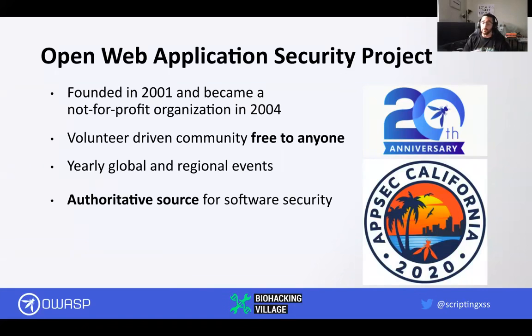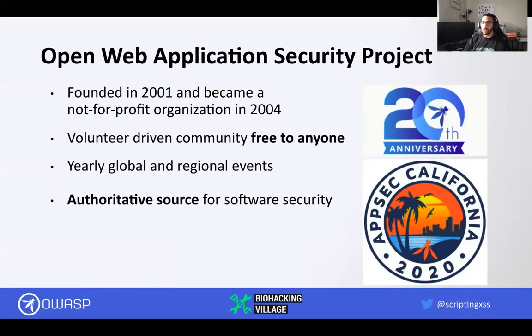For those who are familiar, you may have come across OWASP if you are trying to remediate a software security vulnerability. But for those who do not know, OWASP is an acronym for Open Web Application Security Project. OWASP is a nonprofit started in 2001, and it's actually the 20th anniversary this year, so it's a big milestone. OWASP has great, very smart experts from all parts of the world.